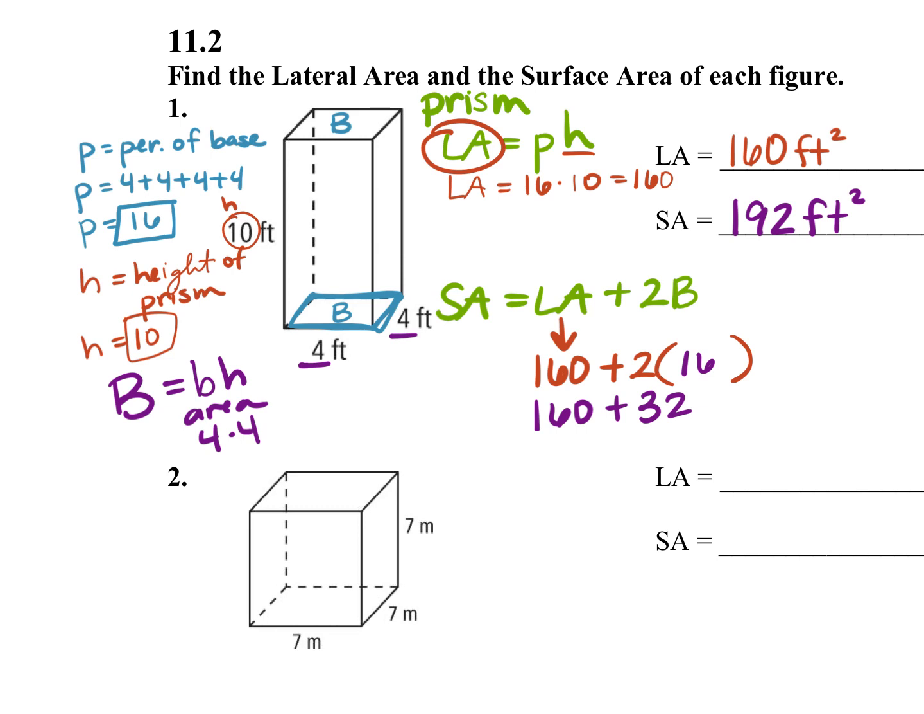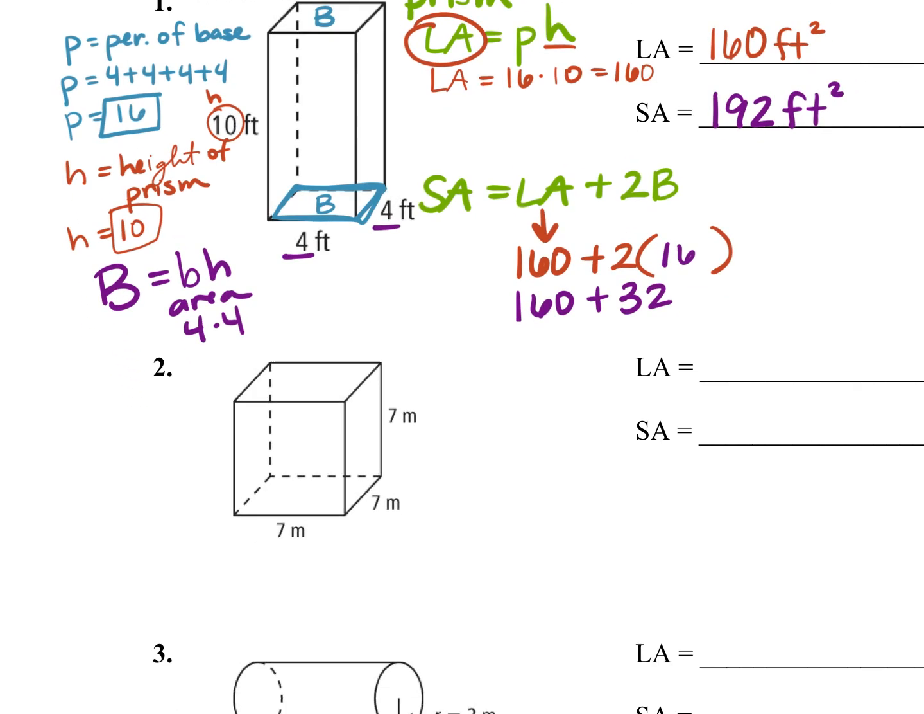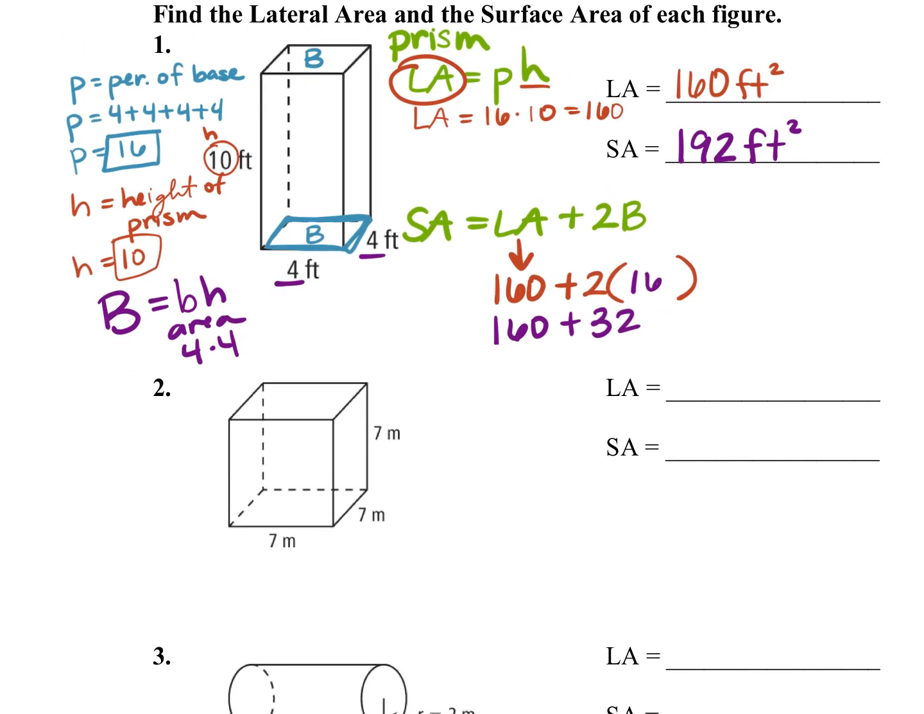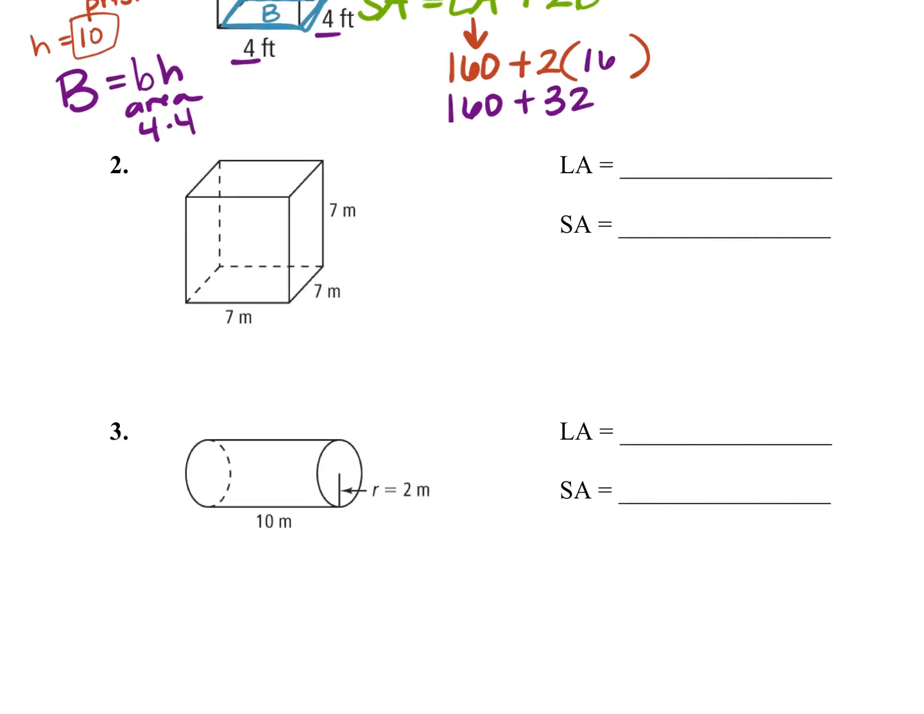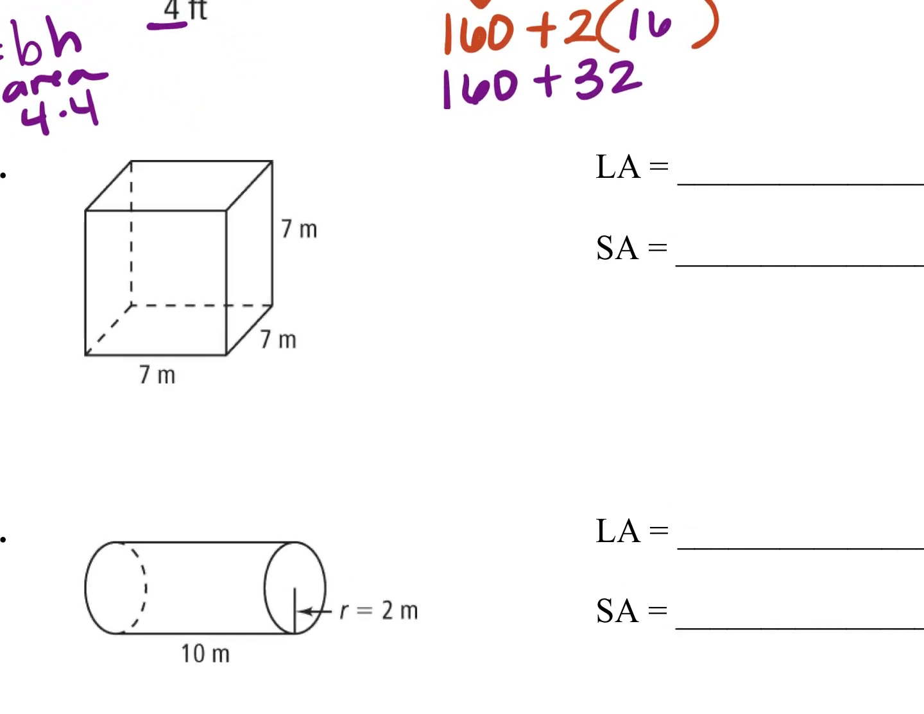Okay. Number 2 is the same type of figure. It is a rectangular prism. Really, it's a square prism. So I want you to try exactly what we just did on that last problem on this problem. Figure out what P is, figure out what H is, figure out what B is, and try to plug that into your formulas, and let's see what you get.